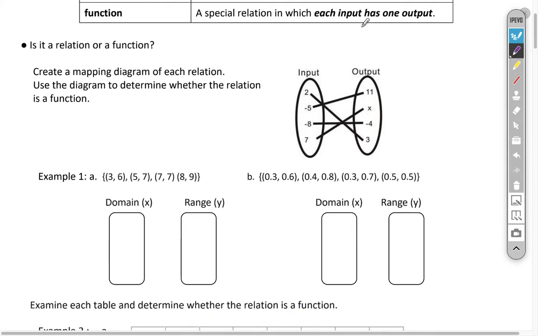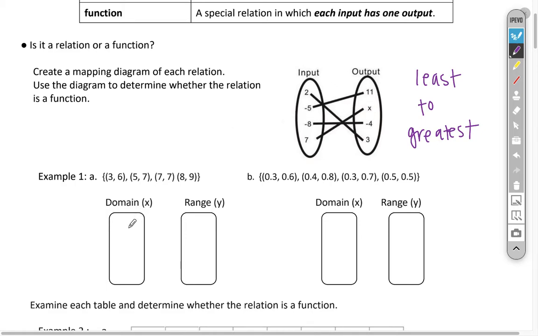So now moving down, it says, is it a relation or is it a function? In order to do this, we're going to create a mapping diagram of each relation and use the diagram to determine if the relation is a function. It shows us an example over here with our inputs, and we have our outputs. You may be wondering why these lines are crossed. Well, that's because when we write this mapping diagram, we write these in order from least to greatest. So that is why we have some crossing lines here, because we are not necessarily writing it the way the ordered pairs were given to us. We're writing it in least to greatest.